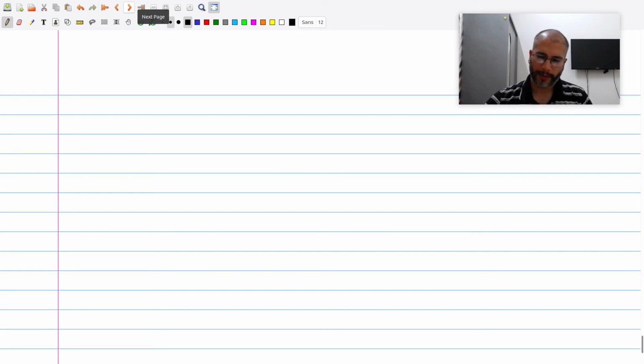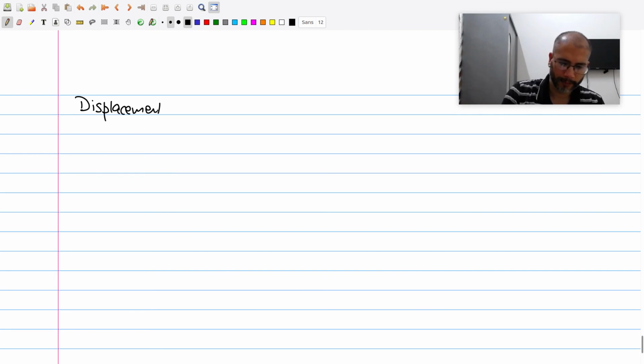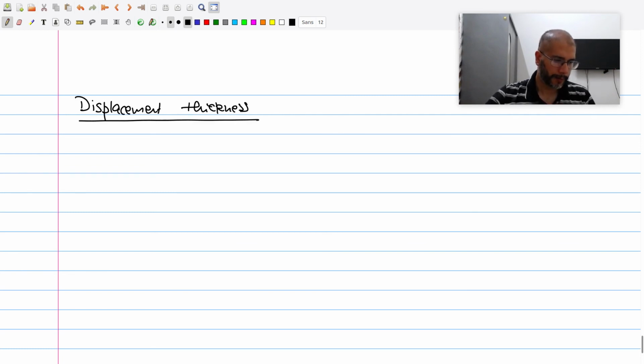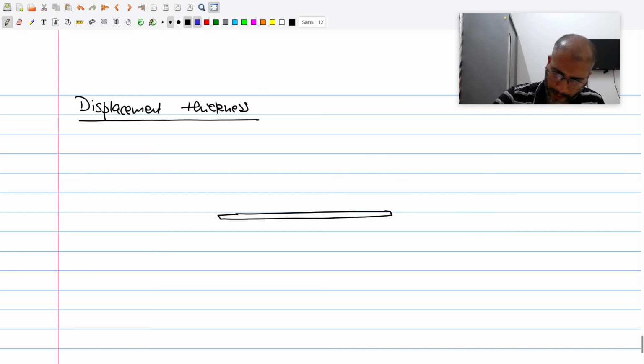Now, it's a very similar idea, it's just a term. Like momentum thickness, we have something called displacement thickness. Okay, so let's quickly draw that figure of a plate and a boundary layer above it.